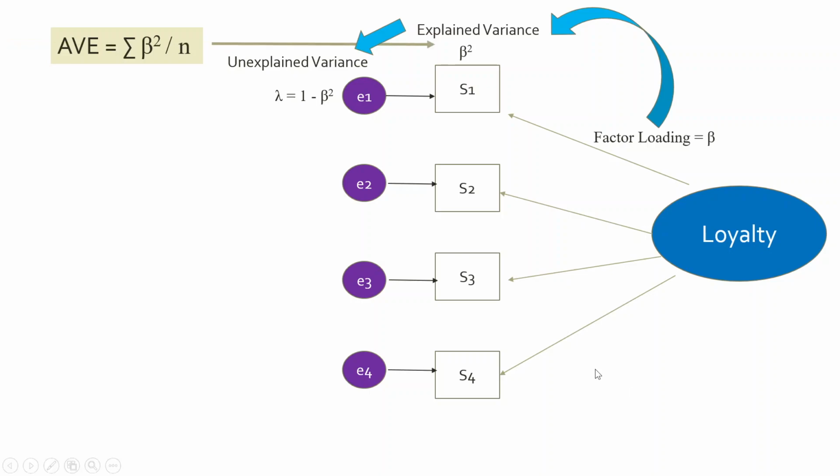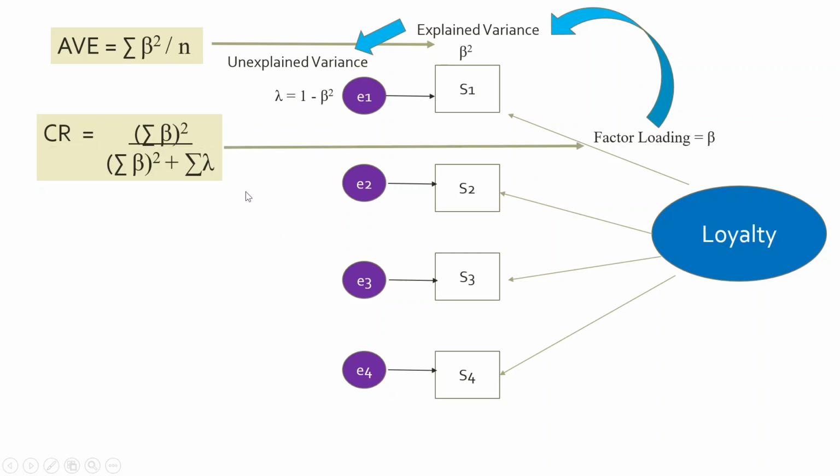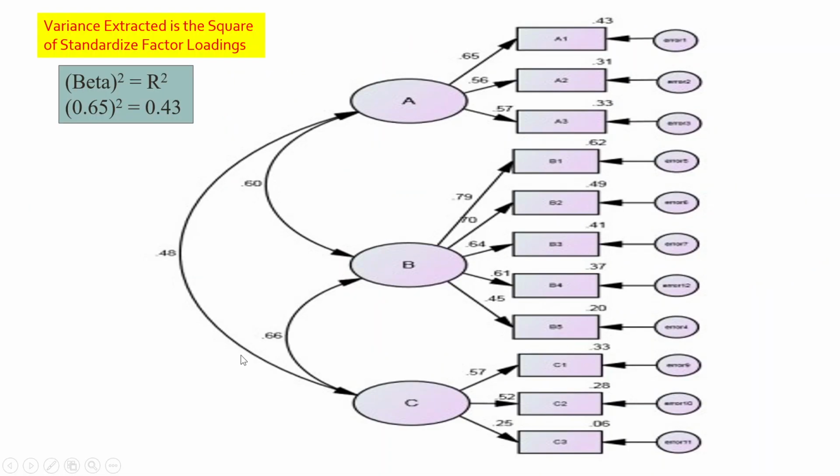So what is the average variance extracted? Sigma beta squared, that is the explained variance by S1, S2, S3, S4, is AVE. What is the composite reliability? Sigma beta square. I will take beta from here, not this beta square. I'll take this beta. Sigma beta square upon sigma beta square plus lambda, the unexplained variance. So what is lambda? It is again 1 minus beta square. So that is the composite reliability.